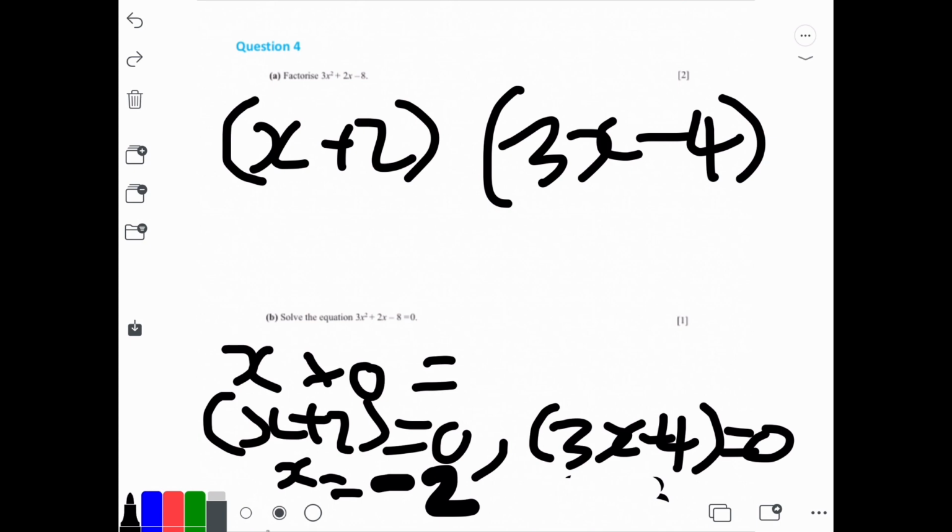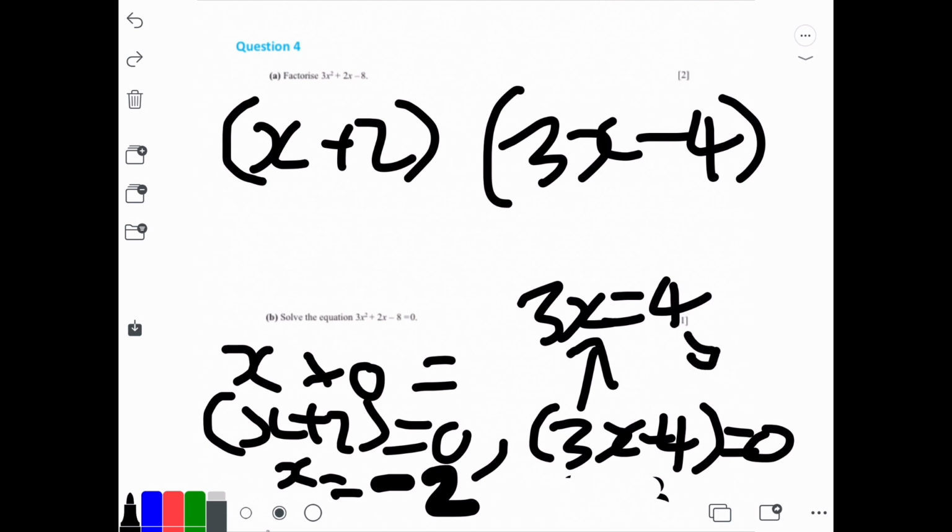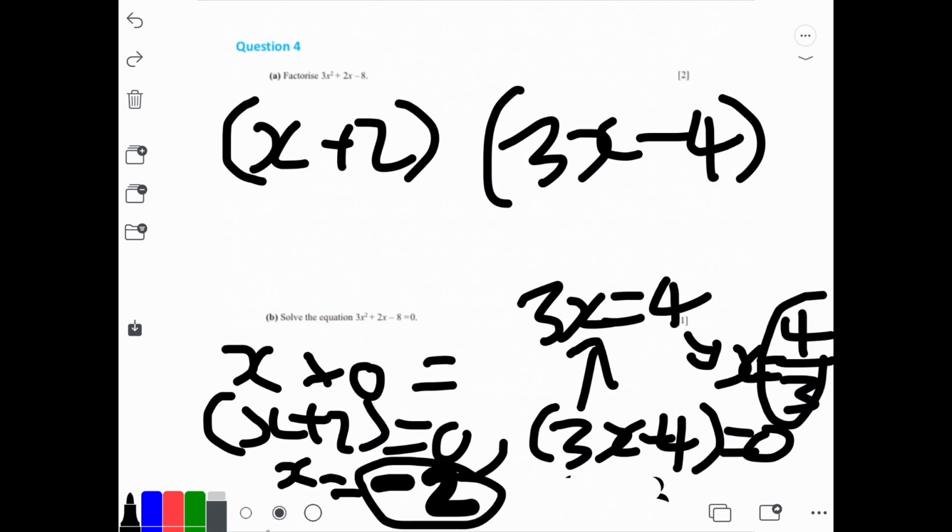In the case of 3x minus 4 is equal to 0, we would have 3x is equal to 4, and that means x would be equal to 4 over 3. And therefore these two answers are the solutions to this problem.